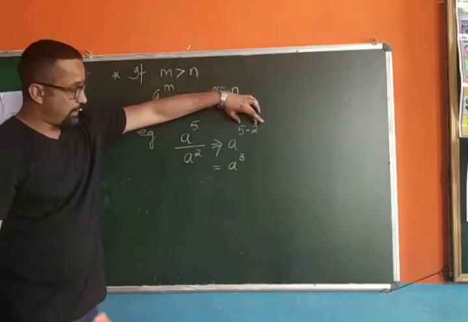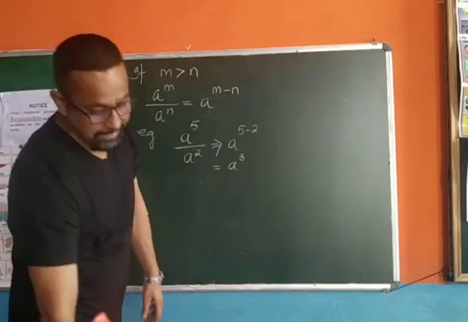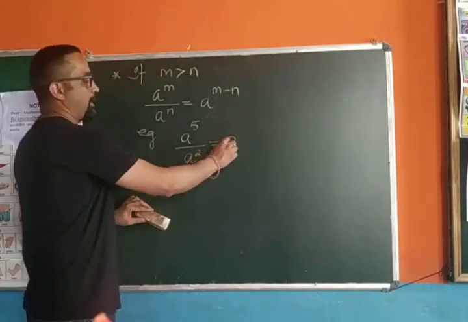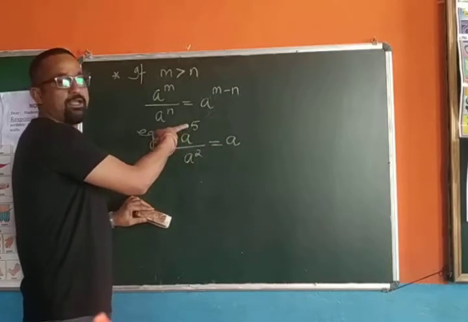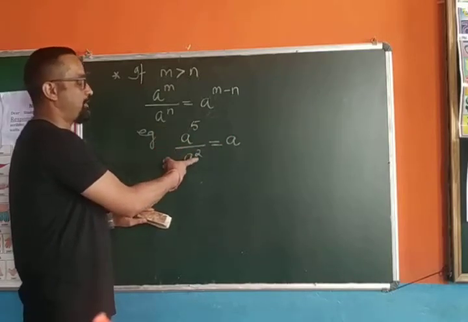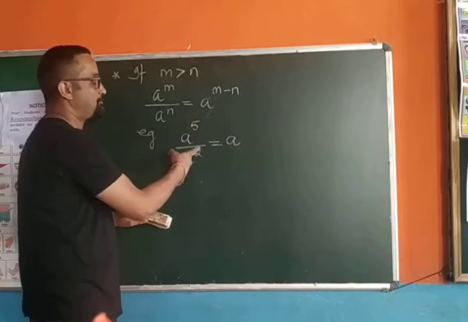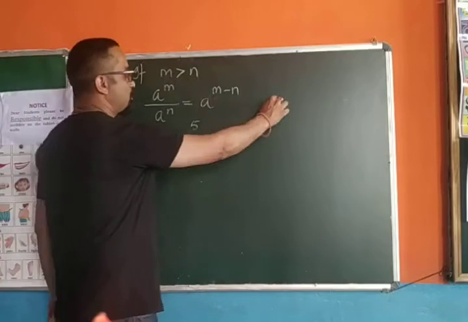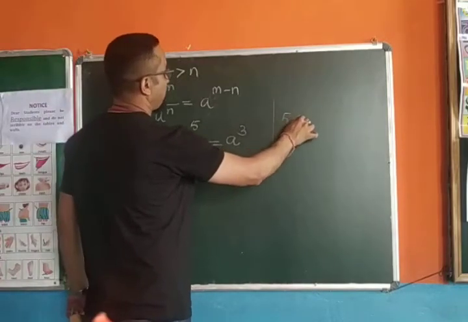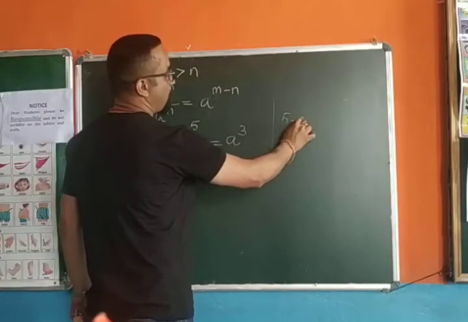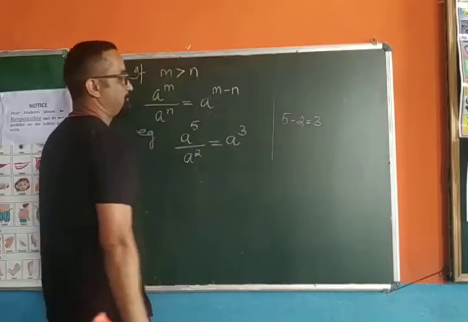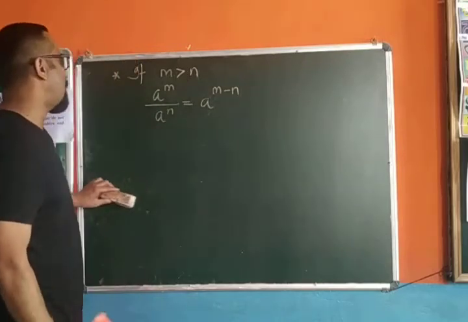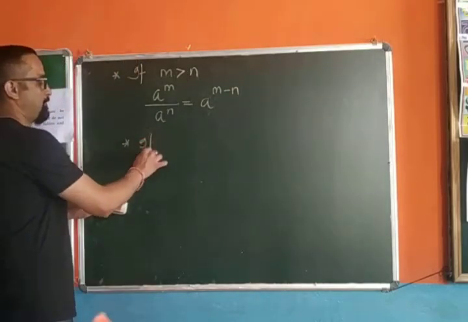Or you can solve it directly. A you write, numerator has exponent 5, denominator has exponent 2. 5 minus 2 is 3. You can write directly. Powers can be subtracted. The formula tells you power can be subtracted. First application.